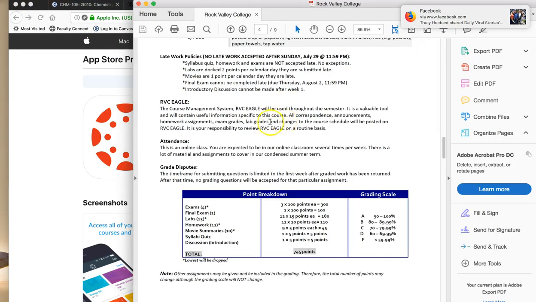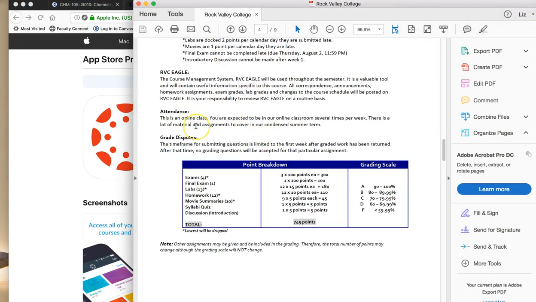It's called Canvas. Attendance. This is an online class. You're expected to be in our online classroom several times per week. There's a lot of material and assignments to cover in our condensed summer term.